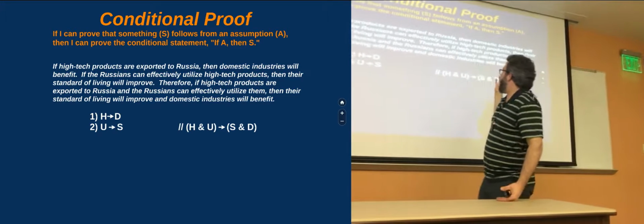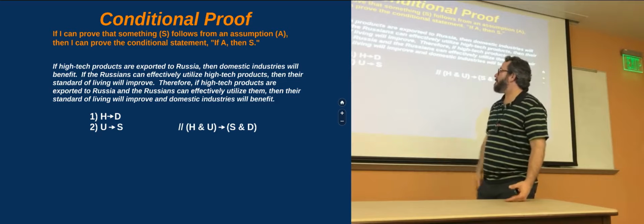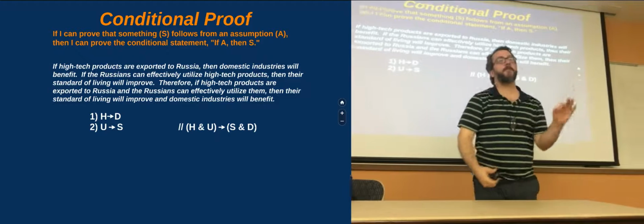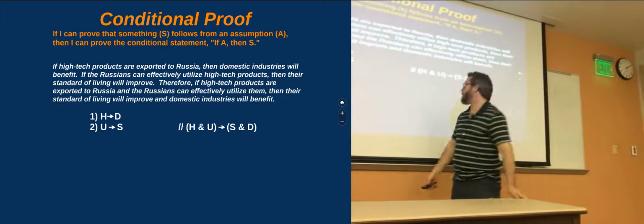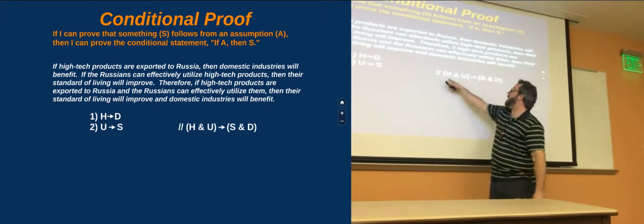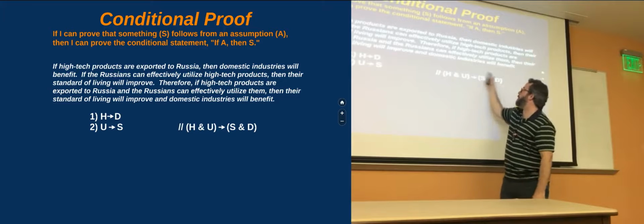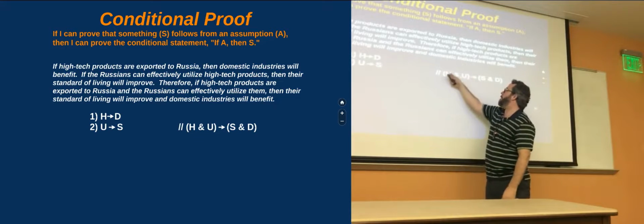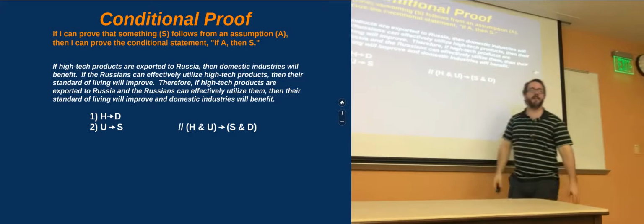Can I use constructive dilemma? Nope, because I don't have a big and statement as a premise. So what can I do? Well, here's one of the things that I can do. I can assume H and U. Notice that this is what I'm trying to get to. I'm trying to get to this big statement that says, if H and U, then S and D.